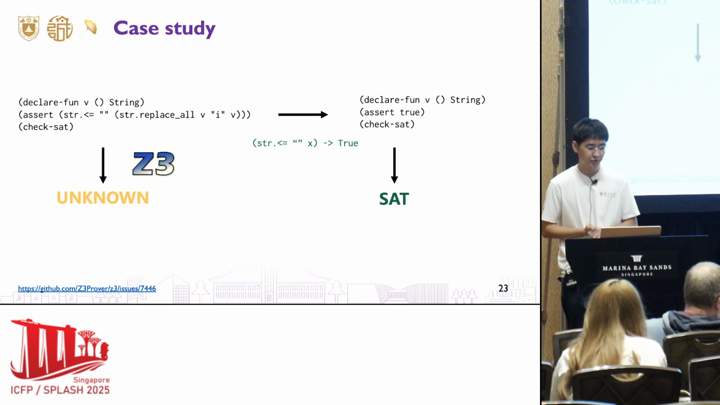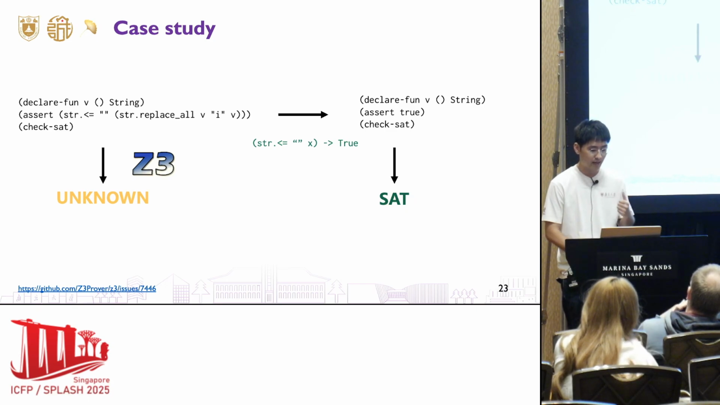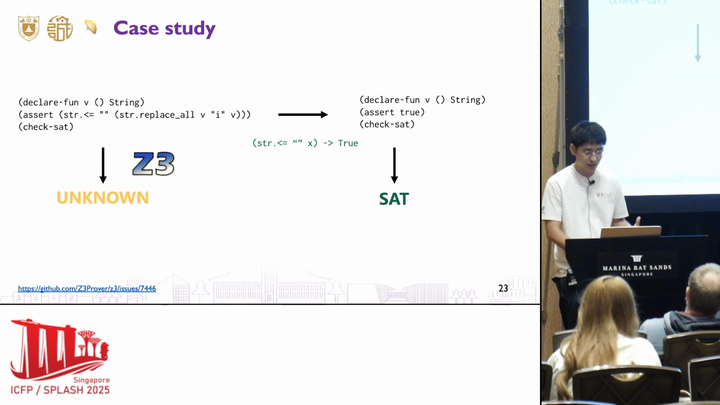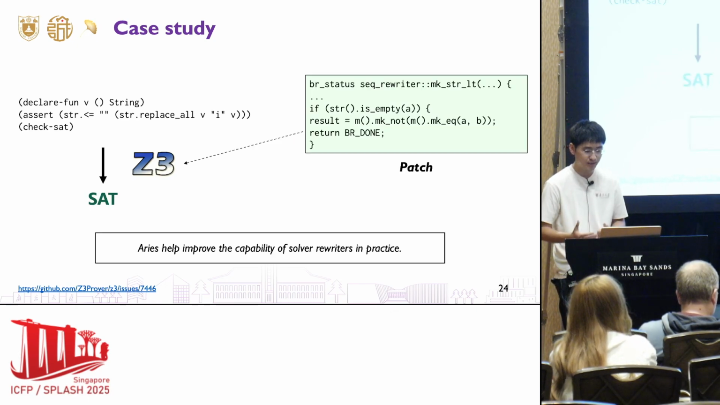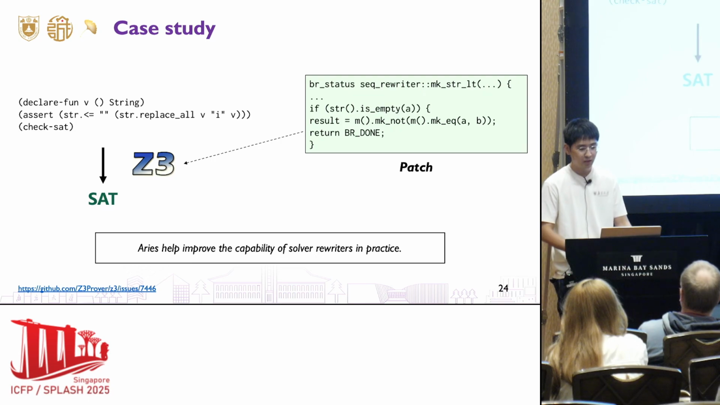Finally, let me show a very simple case discovered by our tool. Here, the solver returns unknown for the formula on the left, but the formula is always true. It checks whether the empty string is lexicographically less than or equal to another string. So the formula could be rewritten to the simpler formula on the right. We reported this issue, and the developers accepted our suggestion to add a new rewrite rule for it. This shows our tool not only finds bugs, but also directly helps developers improve their system.